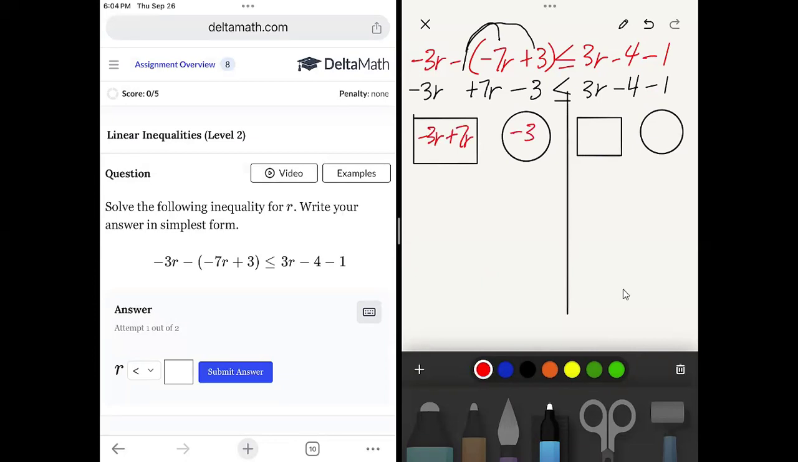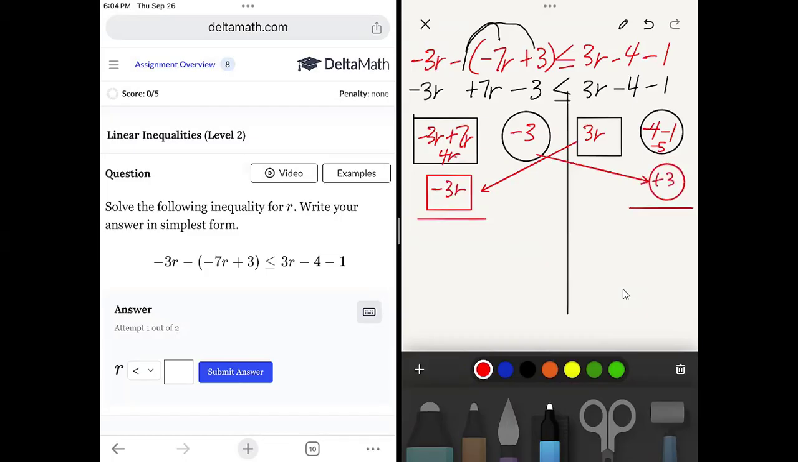On the right-hand side of the inequality is going to be 3r, and a negative 4 minus 1. Now all I have to do is simplify and combine terms. So this is going to be a positive 4r, and negative 4 minus 1 is going to be a negative 5. All right, so now box it up. They're circled up, so let's move them across. This is going to go over here, so this is going to be a minus 3r. And over here, we're going to move the circle, and this is going to be a plus 3.